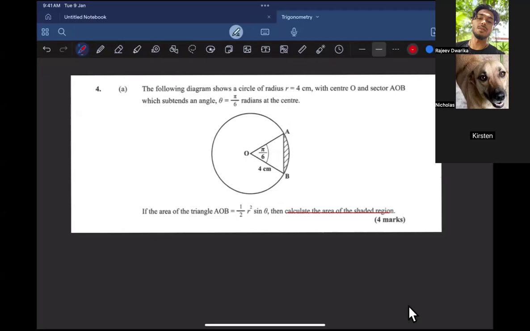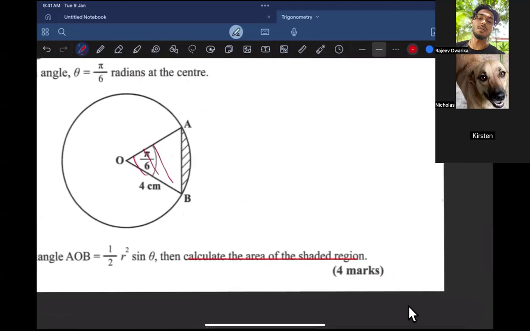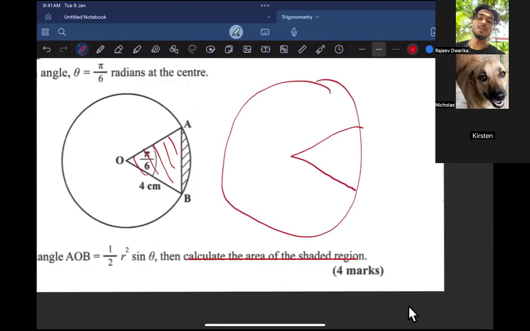Okay, what next? After that, the circle. The circle, the whole thing? Let me explain. If we find the area of the triangle, and I find the area of the circle, and then I subtract it, I will be left with this. That's all I'll be left with.